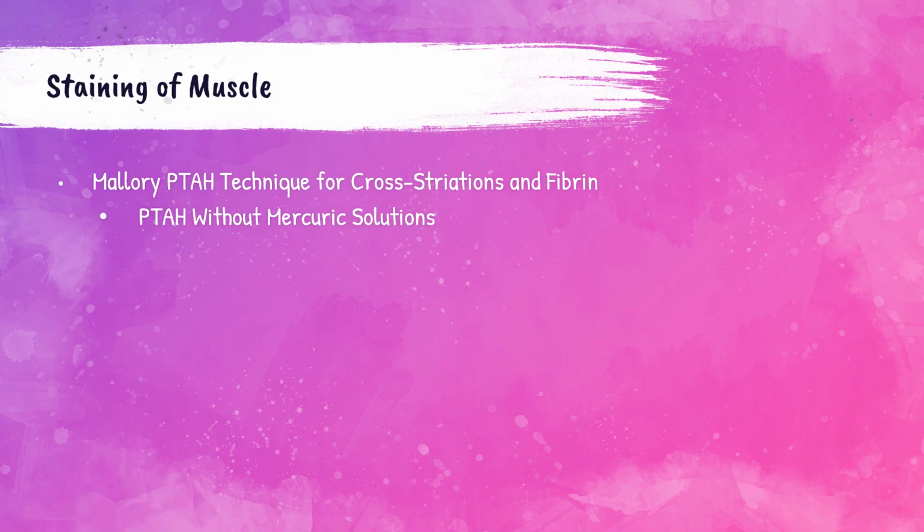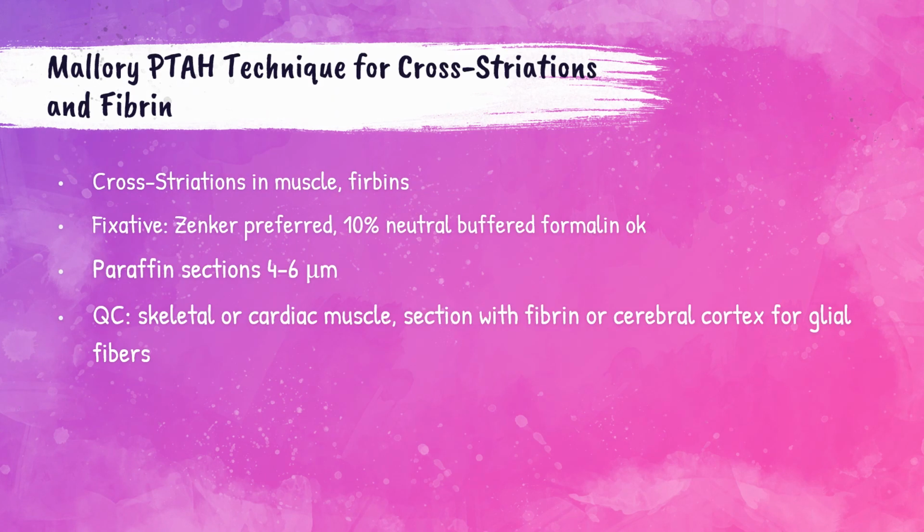The Mallory PTAH technique for cross striations in fibrin and the PTAH without mercuric solution are stains for muscles. And as a note, PTAH stands for phosphotungstic acid hematoxylin technique. So the Mallory PTAH technique for cross striations and fibrin stain is for the demonstration of muscle cross striations and fibrin. And this is important because cross striations are a feature of rhabdomyosarcomas or striated muscle tumors.